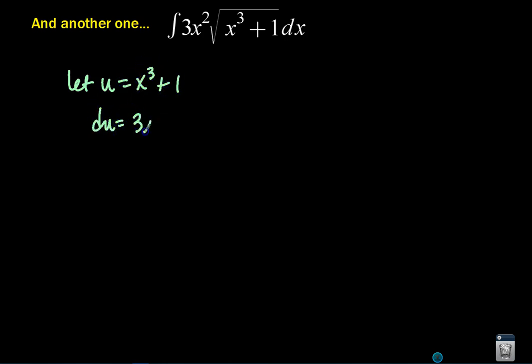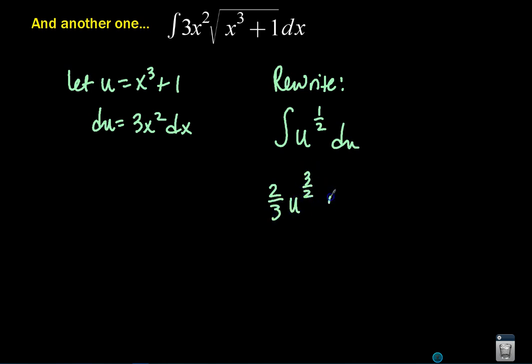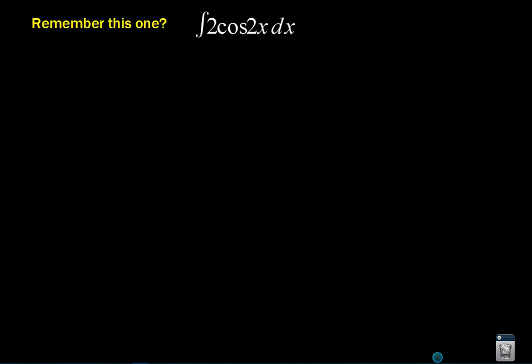Du is going to be 3x squared dx. I can rewrite and make this u to the 1/2 because of the radical, and then 3x squared dx gets replaced by du, and I've got 2/3 u to the 3/2 plus c. So u was x cubed plus 1 to the 3/2 plus c. Okay? All right, let's keep on going here. Let's see what else we have up. Oh, this problem. We had this one at the beginning of class today.